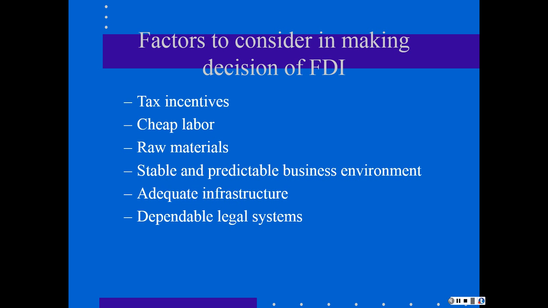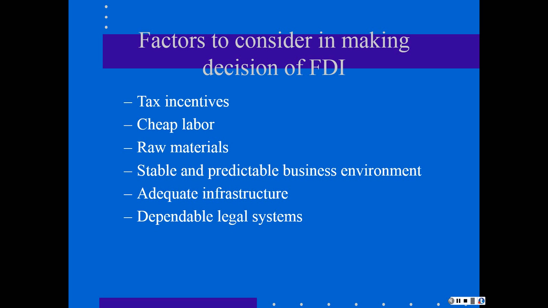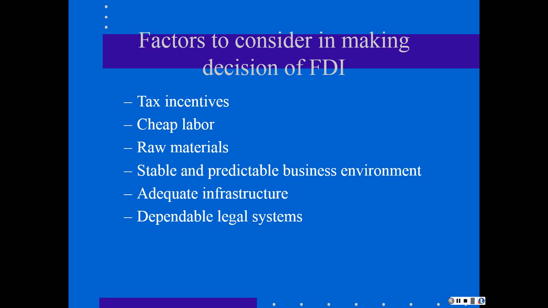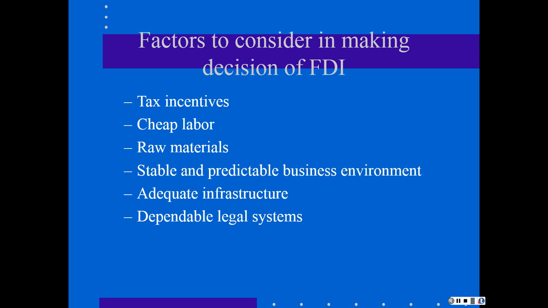Number 3 are raw materials. Sometimes you have to go to the raw materials because of the prohibitive transportation cost of the raw materials. Number 4, you look for a stable and predictable business environment. This looks at: are you going to be able to hire the people? Are they going to go on strike? Are there going to be labor stoppages or labor shortages or something of this nature? You look at stability.